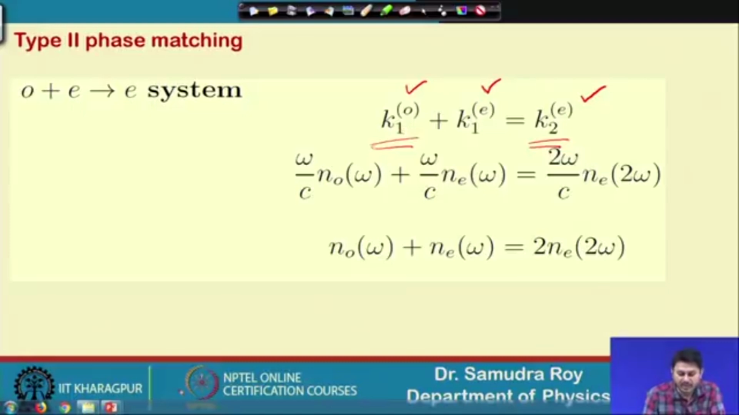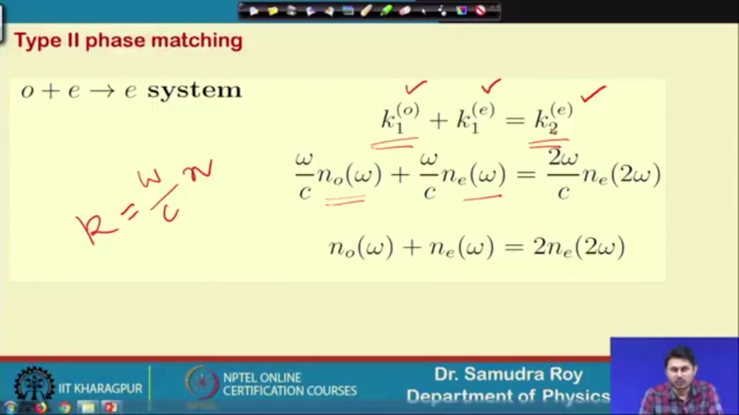Now k 1 can be represented in terms of frequency. We know that we have been using k as omega by c and n several times. So, k 1 means frequency omega, so omega divided by c and n, this is ordinary, so n_o of omega. K 1 at extraordinary is omega by c n_e of omega. K 2 is at frequency 2 omega. So, I write 2 omega divided by c n_e of 2 omega, because of e and 2 omega.